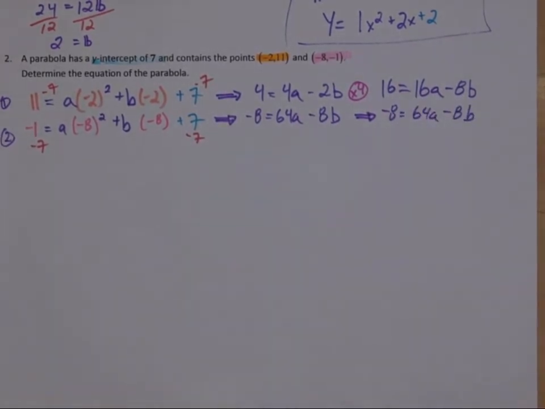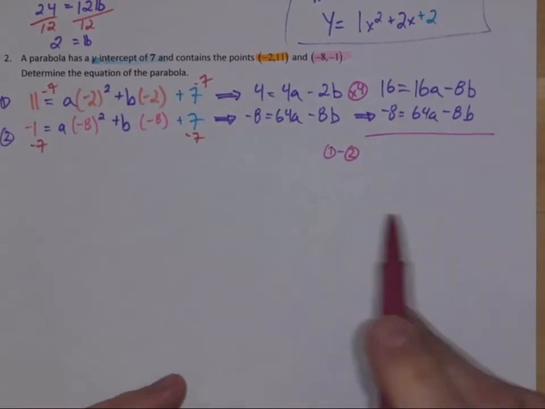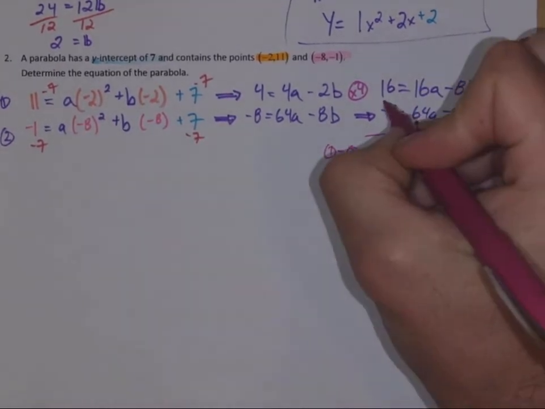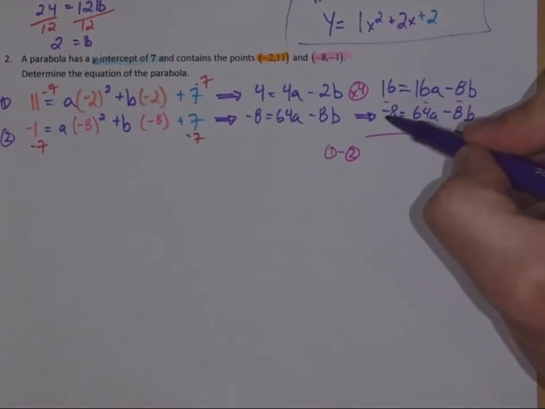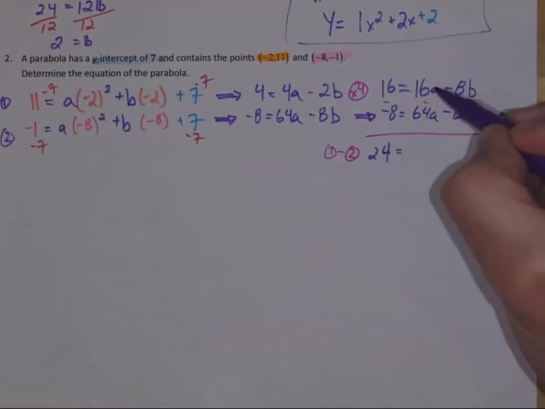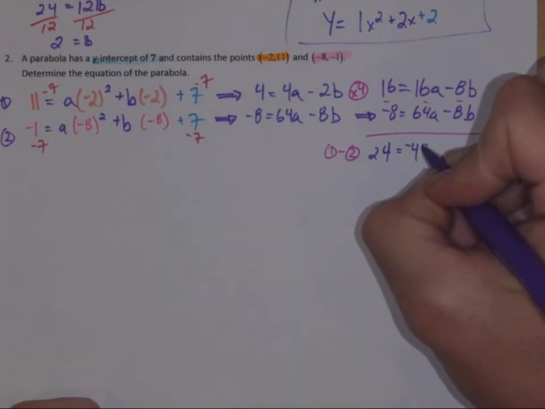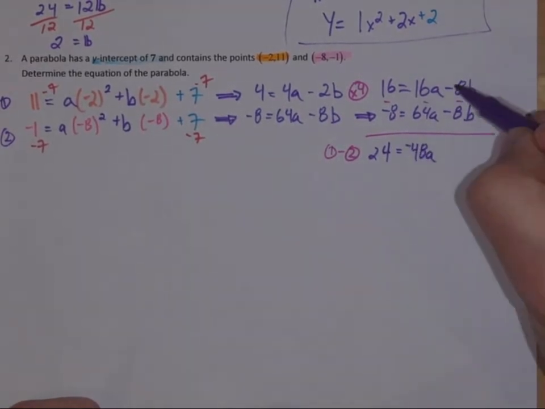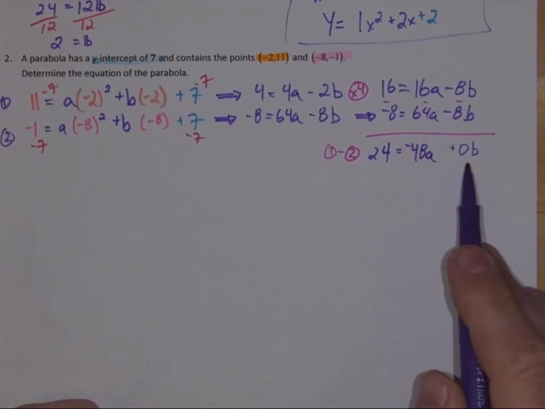To eliminate, if the signs are the same, I'm going to subtract. So equation 1, subtract equation 2. Communication of what I'm doing. I can write the negative signs to remind myself. 16, take away negative 8. 16 plus 8, 24. 16, take away 64 is negative 48. A. Negative 8, take away negative 8 is negative 8b plus 8b, which is 0b. Remember, I don't need to show that.